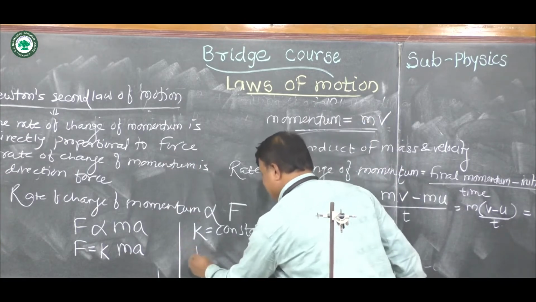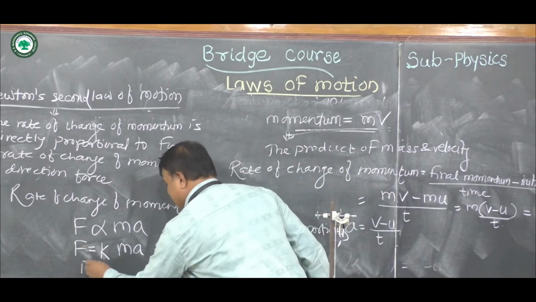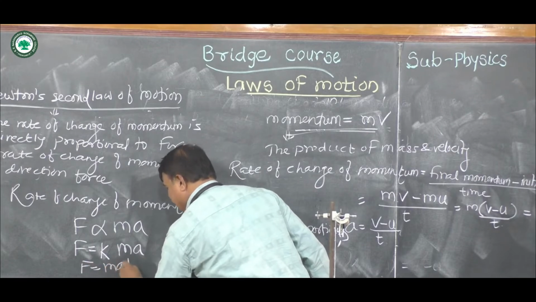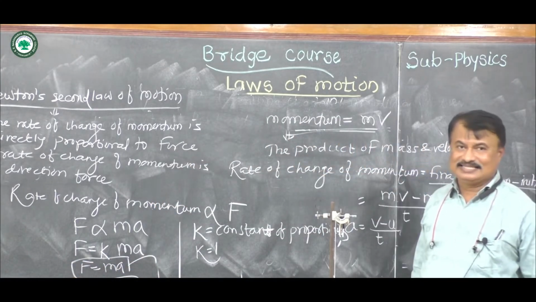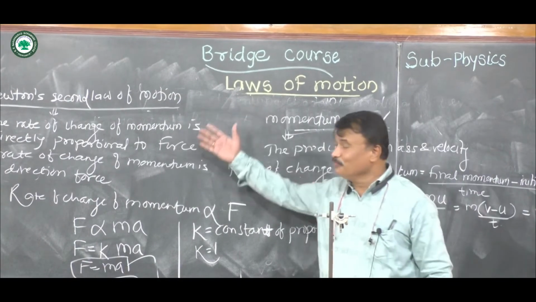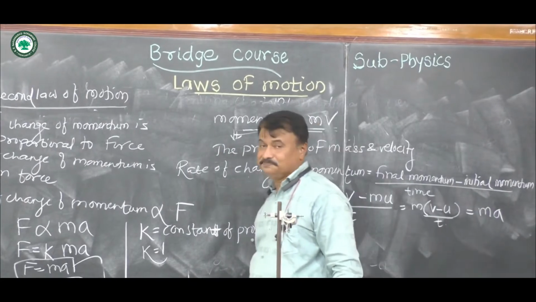And in this case, this k having value 1. Then we get this equation F is equal to only ma. In this way we get formula for force. Force is equal to mass into acceleration. So with the help of second law of motion, we get formula for force. So remember this second law.